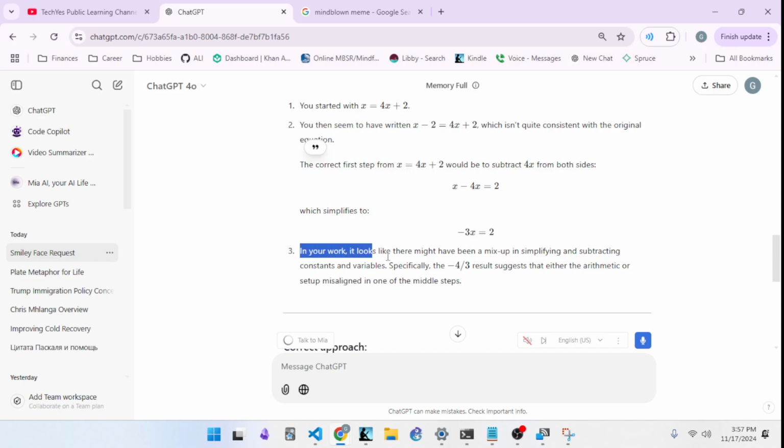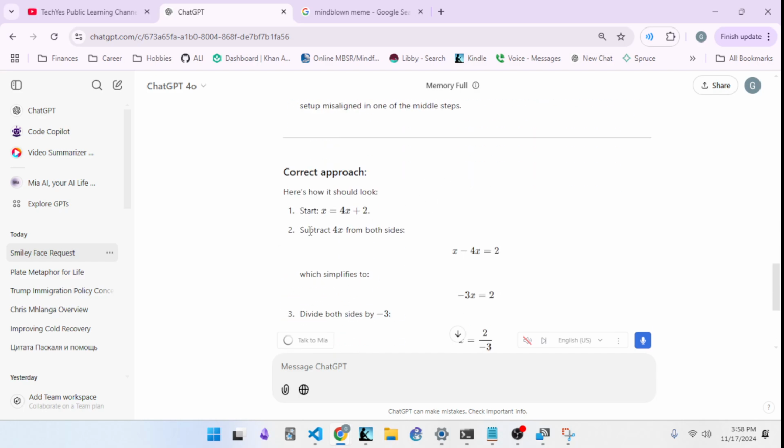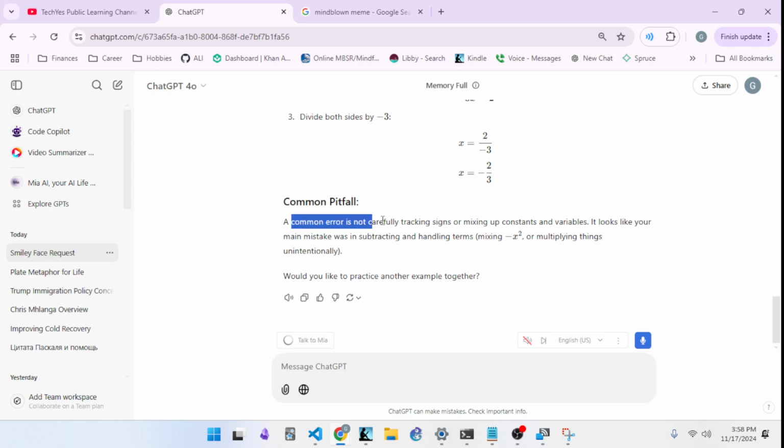"So in your work, it looks like there might have been a mix-up in simplifying and subtracting constants and variables. Either the arithmetic or setup misaligned in one of the middle steps. So you need to subtract things from both sides. A common error is not carefully tracking signs or mixing up constants and variables. It looks like your main mistake was subtracting and handling terms, mixing that unintentionally." Can you list out the names of the mathematical principles involved in solving this problem?